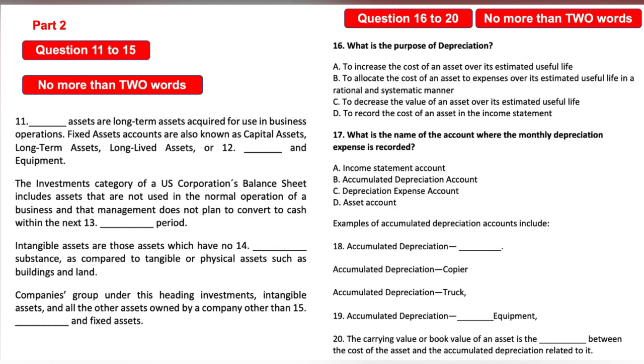Intangible assets are those assets which have no material substance, as compared to tangible or physical assets, such as buildings and land. Other assets is a category some U.S. companies use for miscellaneous assets that are not specified elsewhere on the balance sheet. Other companies group under this heading investments, intangible assets, and all other assets owned by a company other than current and fixed assets. Before you hear the rest, you have some time to look at questions 16 to 20.